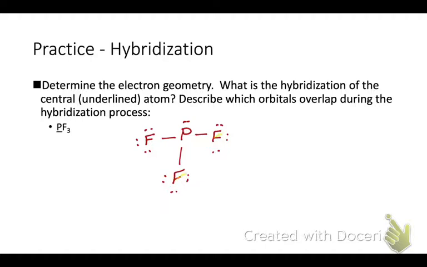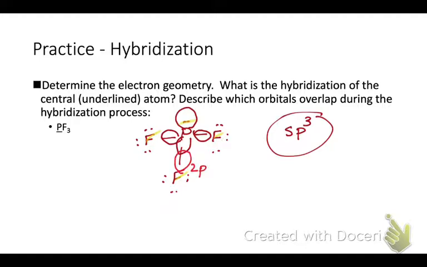I have 1, 2, 3 atoms and 1 lone pair. I have 4 electron groups. 4 electron groups means I needed 4 hybridized orbitals, which means sp3 was the hybridization of the central atom. Now, for phosphorus, it will use sp3 to put the lone pair, to make this covalent bond, this covalent bond, and this covalent bond. While fluorine will use its atomic orbital, which is the 2p, the 2p from fluorine, and the 2p from fluorine, right?